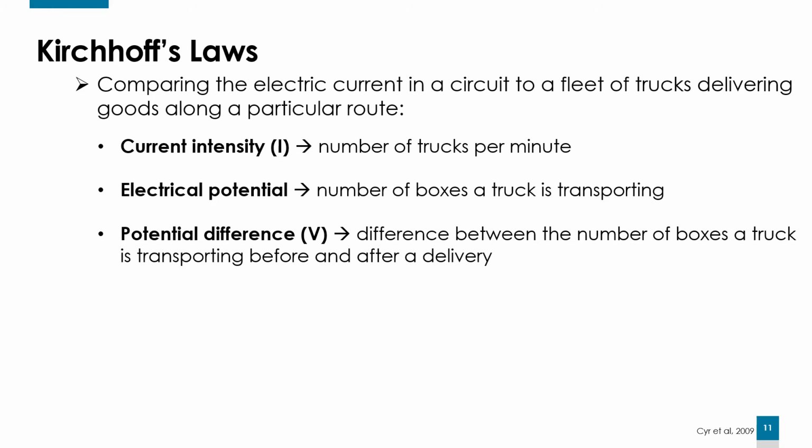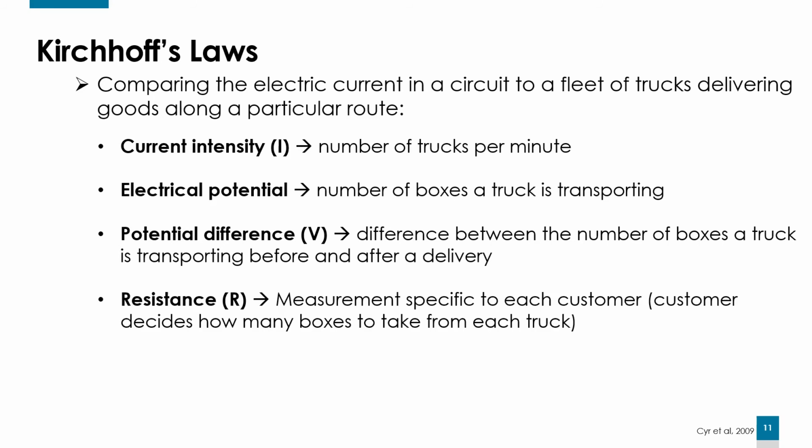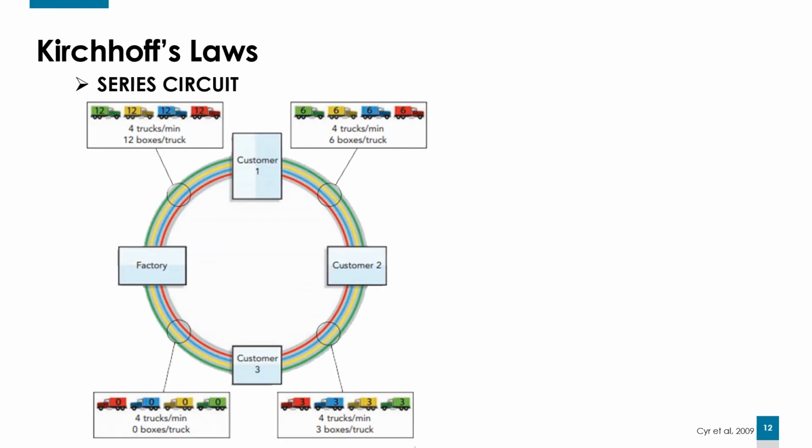The potential difference V is the difference between the number of boxes a truck is transporting before and after a delivery. So potential difference, remember, is the difference between the before and the after. And the resistance is specific to each customer. For example, the customer decides how many boxes to take from each truck. So let's see a picture to make this clearer.